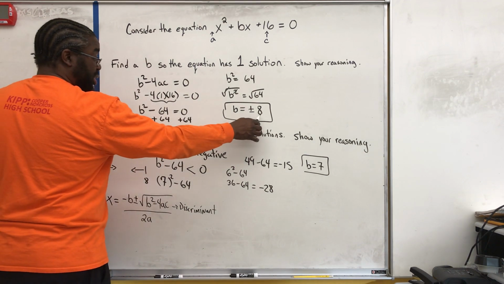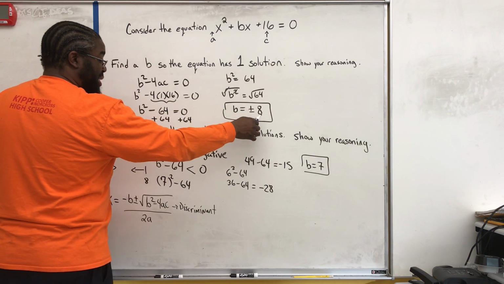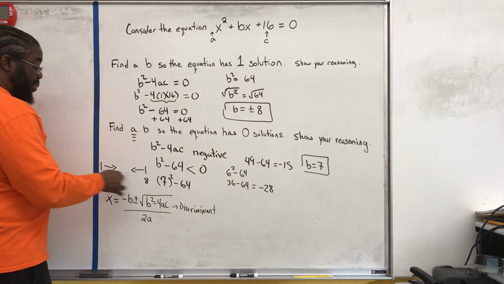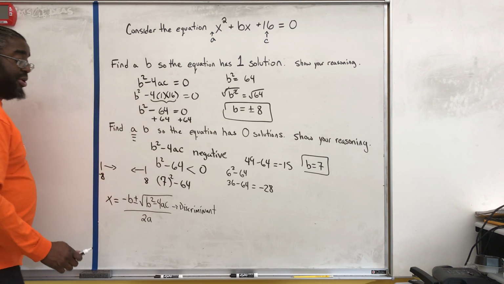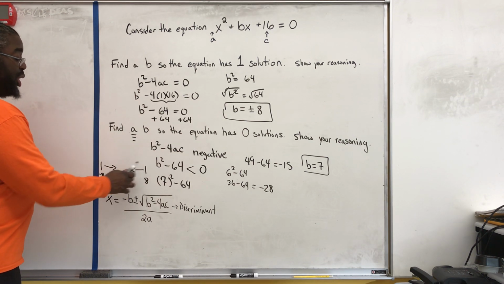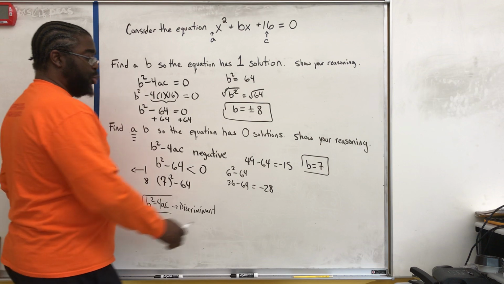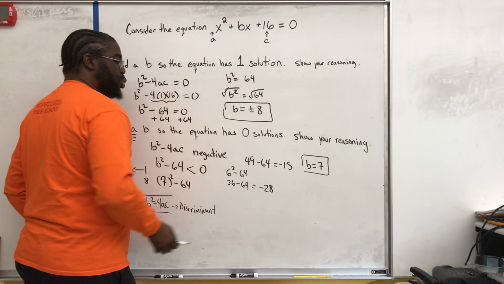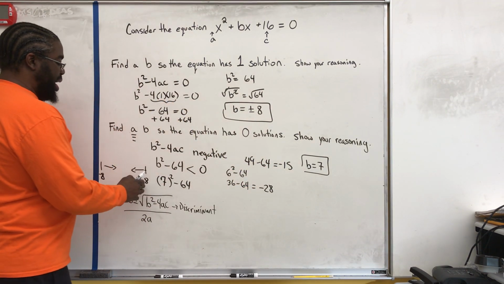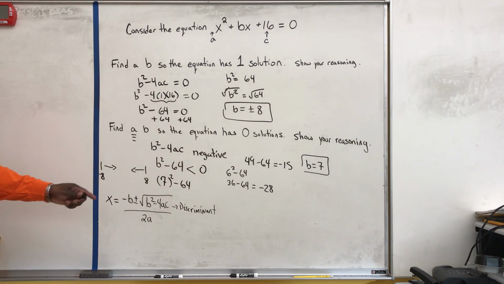Because negative 8 works to make it 0, and positive 8 makes it 0. So anything in between those numbers would make it negative. So find a number in between there, and that will be a b that worked. We chose 7. 6 also works. Any number that's less than 8 but greater than negative 8 will be your answer.